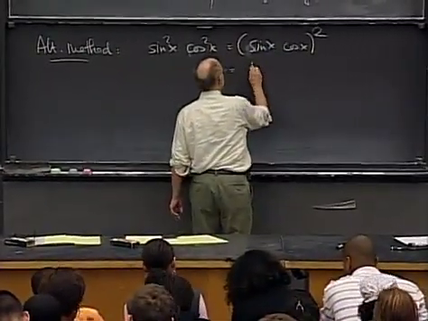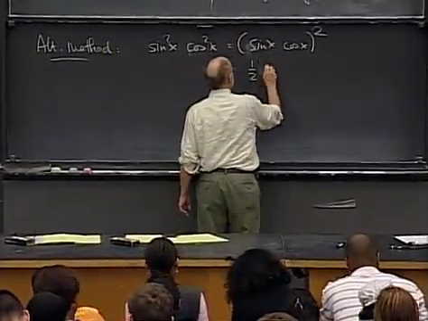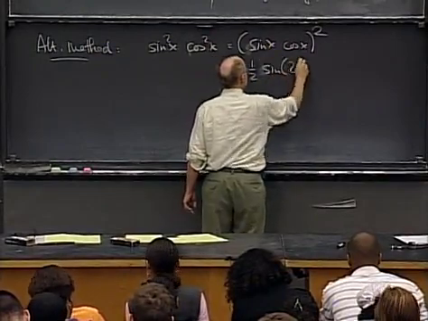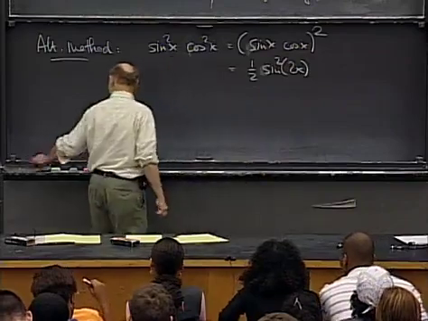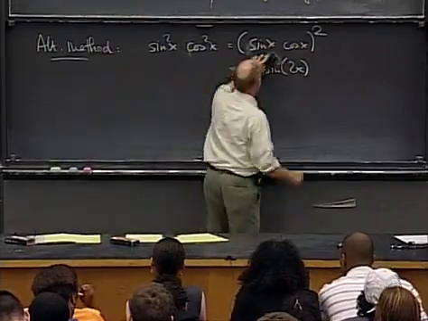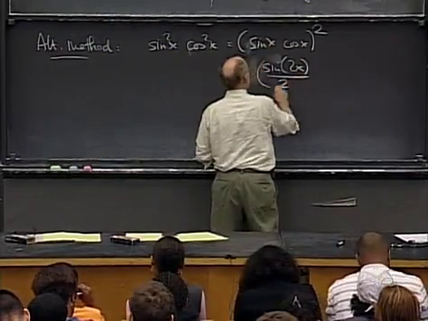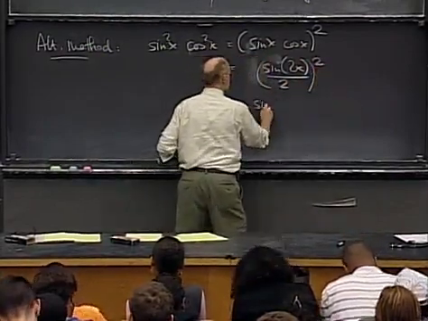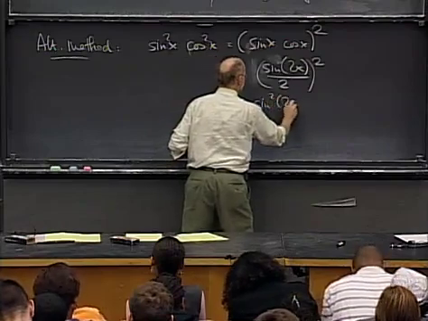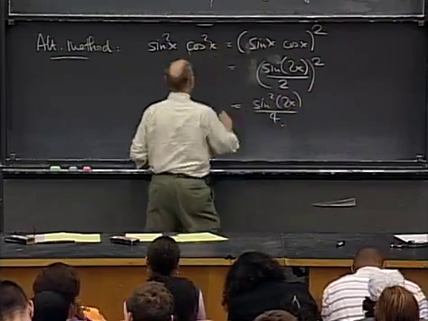This is equal to the square of 1/2 sine of 2x, right? Sine times cosine is sine of 2x over 2, and then I want to square that. So what I get is the sine squared of 2x over 4.